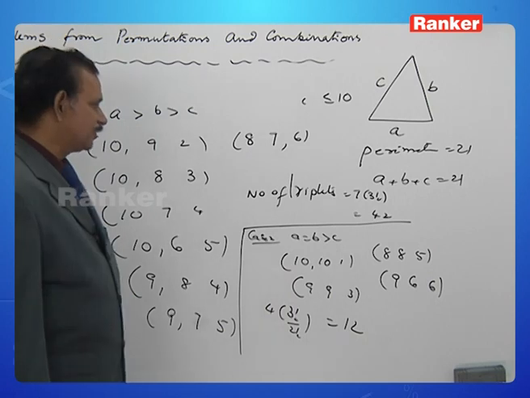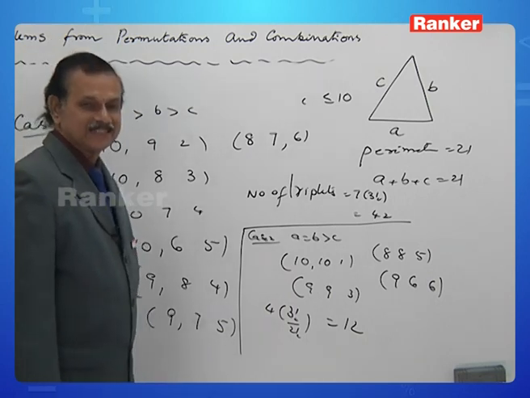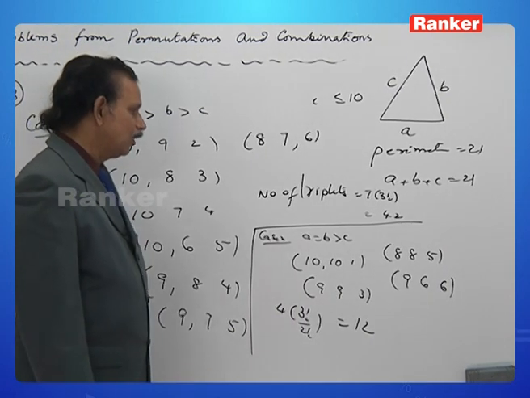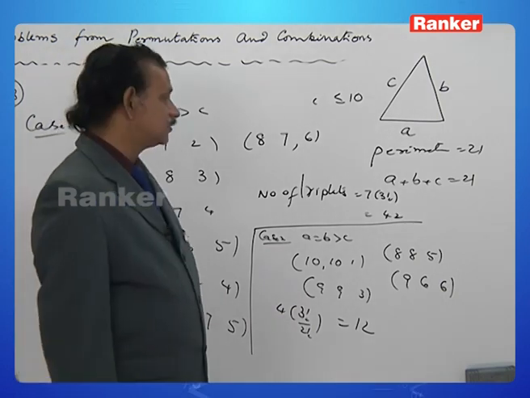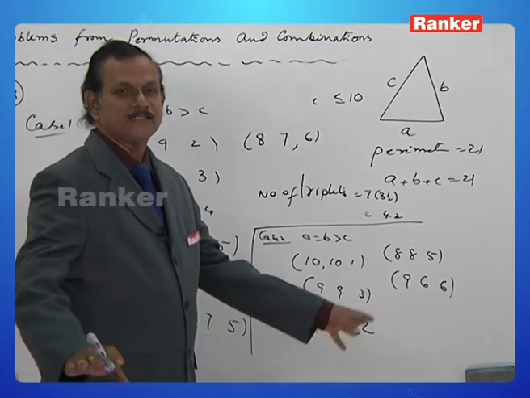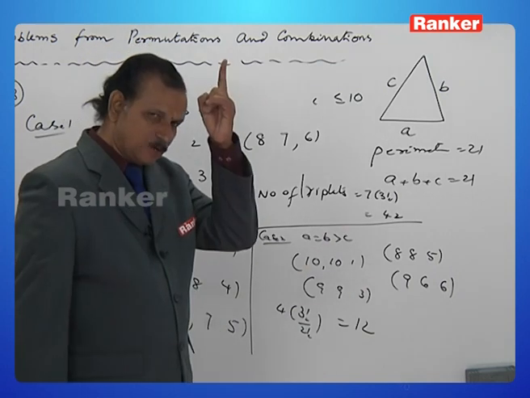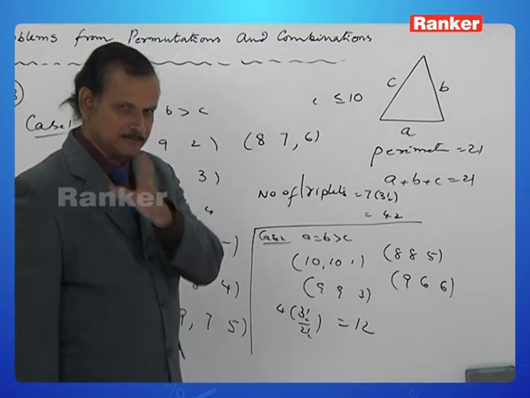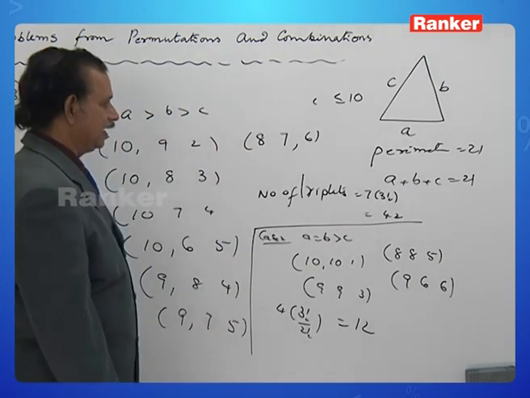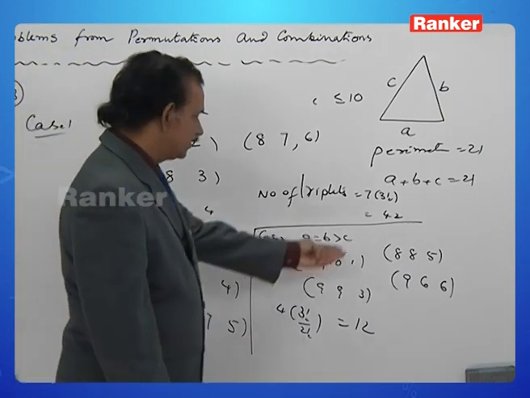Now, the last case, there is only one case. What is that case? A is equal to B is equal to C. Equilateral triangle. There is only one. What is that? 7, 7, 7. That is one triplet.